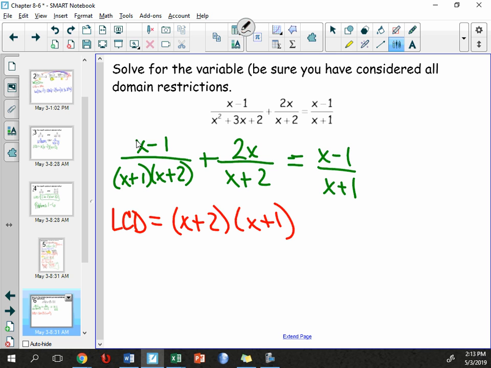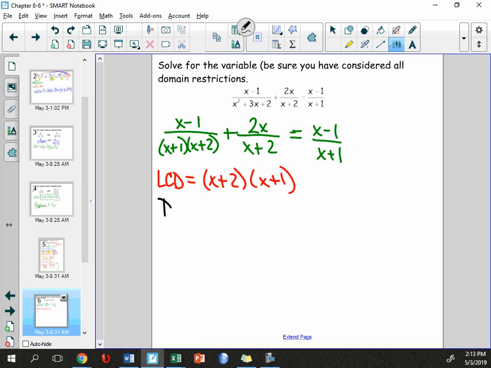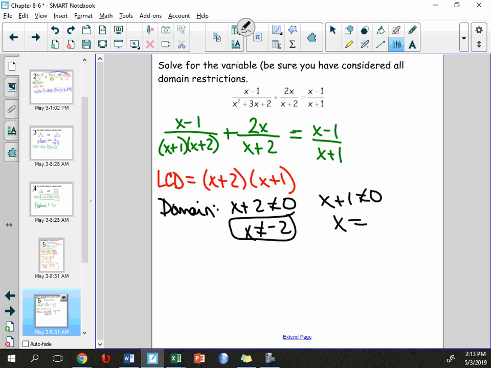Not yet. Do domain restrictions, because you want to know what it cannot be. So if I find my domain restrictions, x plus 2 cannot be 0, and x plus 1 cannot be 0. So x cannot be negative 2, and x cannot be negative 1. Yes? Now what?